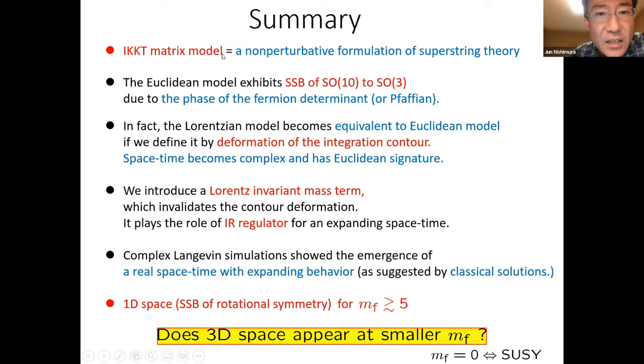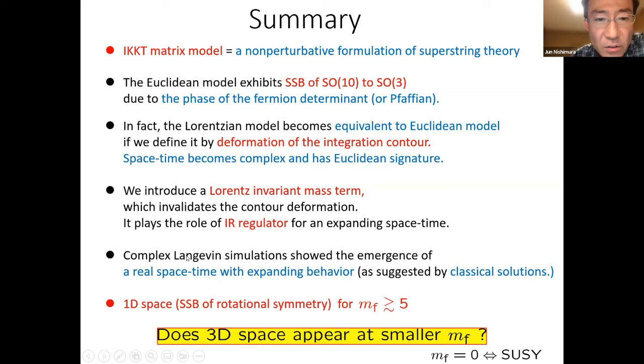As I explained, the IKKT model is a nonperturbative formulation of superstring theory, and the Euclidean model exhibits SSB of SO(10) to SO(3) due to the phase of the fermion determinant, or rather Pfaffian. In fact, the Lorentzian model becomes equivalent to the Euclidean model if we define it by the deformation of the integration contour. But then space-time becomes complex and has Euclidean signature. And in order to avoid this problem, we propose to introduce a Lorentz invariant mass term which invalidates the contour deformation, and it plays the role of infrared regulator for an expanding space-time.